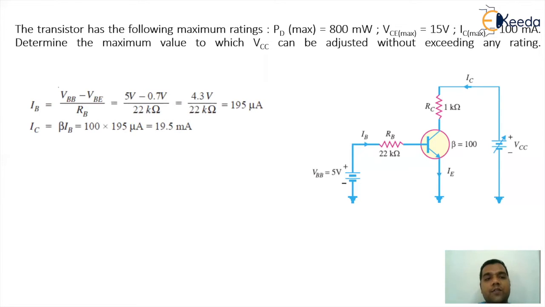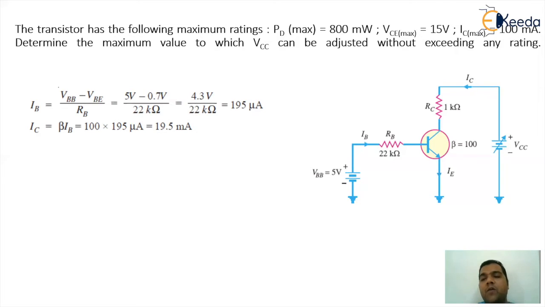First, you find the value of IB by applying KVL to the input loop. The value of IB will be VBB minus VBE by RB. The value of VBB is 5 volt, VBE is 0.7, the value of RB is 22 kilo ohm. Substitute the values, you will get 195 microampere. IC is beta times IB, so you will get the value as 19.5 milliampere. If you observe, 19.5 milliampere is within the rating of your collector current, 100 milliampere.